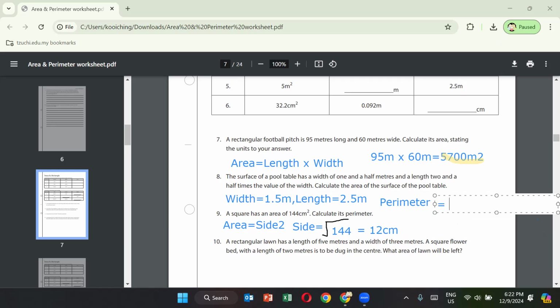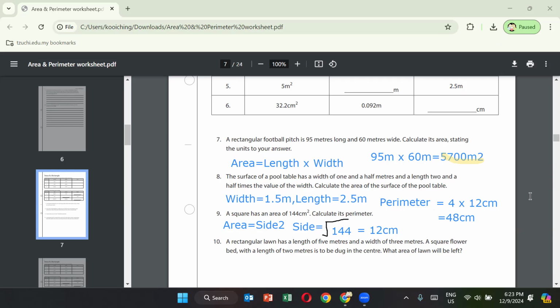by doing this, we will be using 4 because a square has 4 sides, and multiply by the length of the sides. So we calculated it's 12 cm, so we'll multiply by 12. And then 4 times 12 cm will be equal to 48 cm. And this will be our final answer.